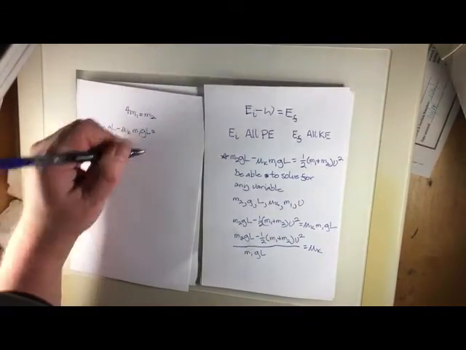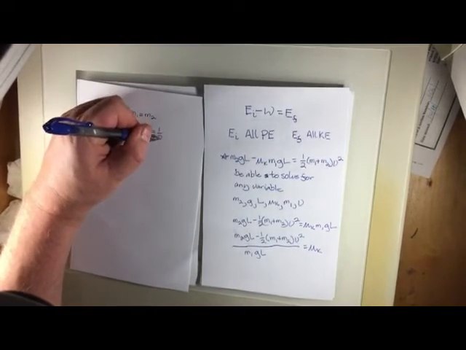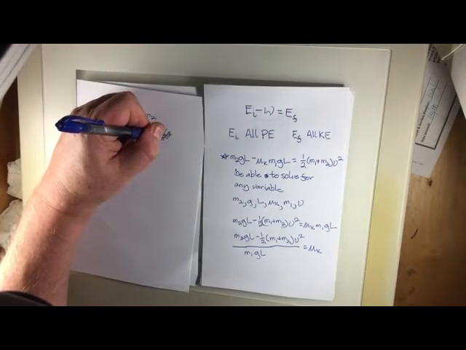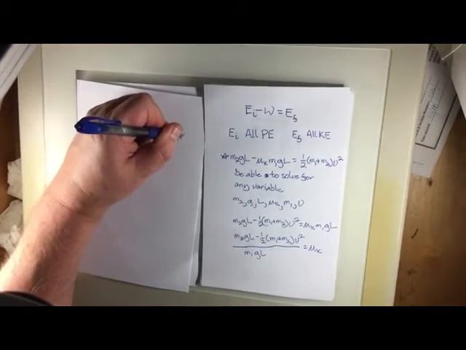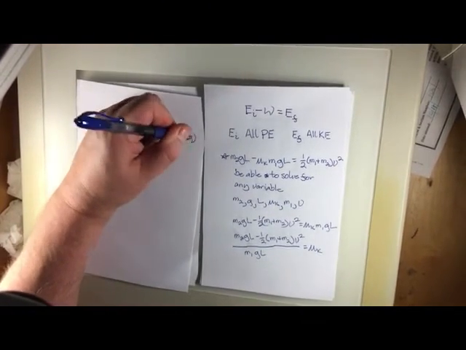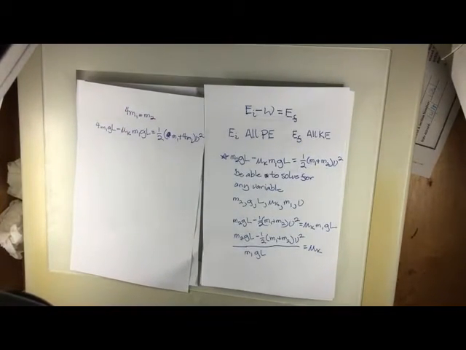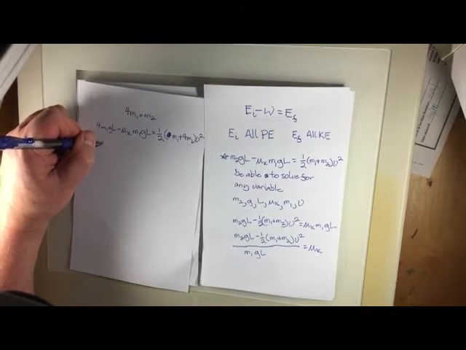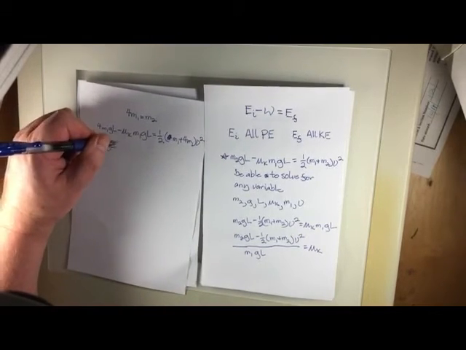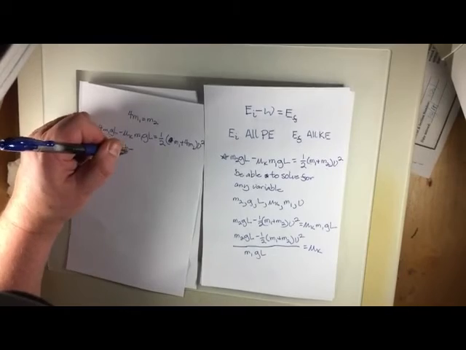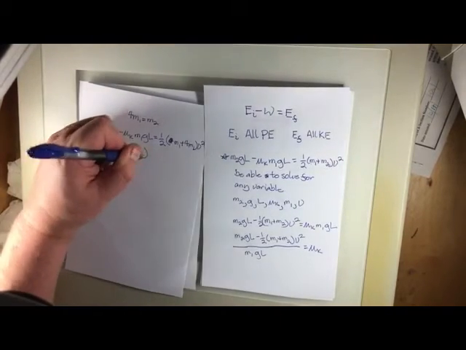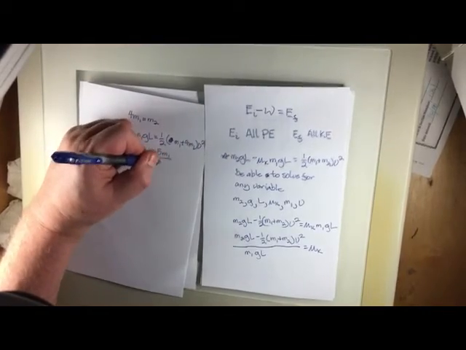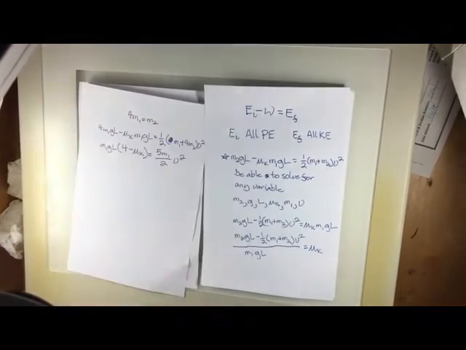M1GL is equal to 1/2 (4M1 plus M1) V squared. This gives me M1GL times (4 minus mu sub k) equals 5M1 over 2 V squared.